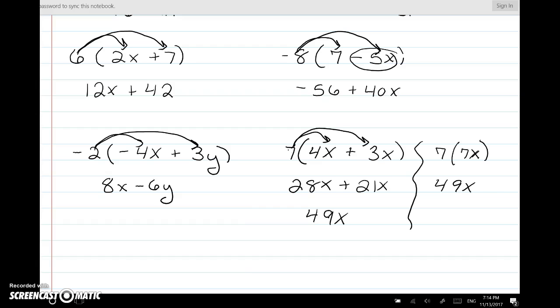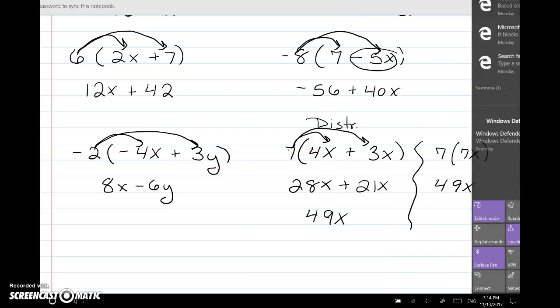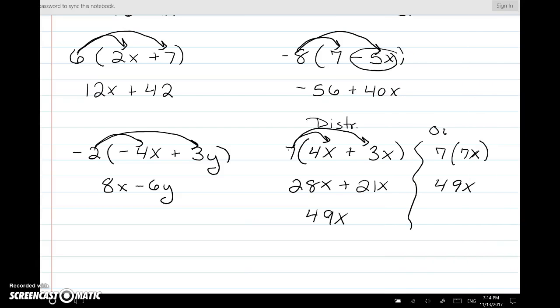So you can see it really doesn't matter which way you do it. What you have to do is follow the directions. If I'm asking for the distributive property, this one is the distributive property. This one is, whoops, order of operations.